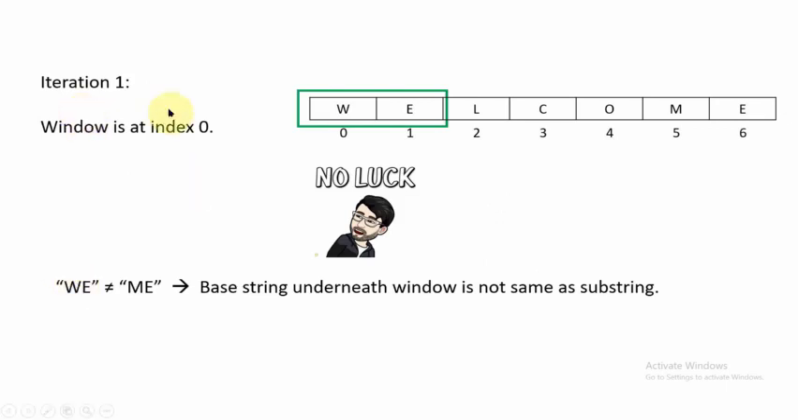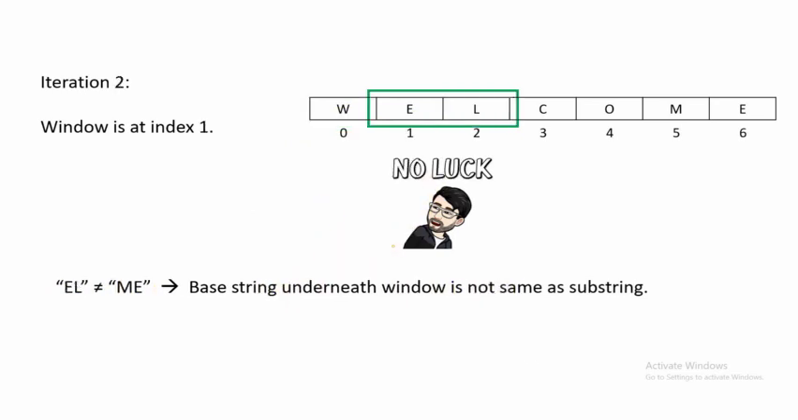In the first iteration, I am placing the window at index 0. Underneath this window we have the string WE. WE is the string underneath the window, which is not matched with the substring ME. Then automatically there is no luck, substring is not found. Then we have to go for the next iteration.